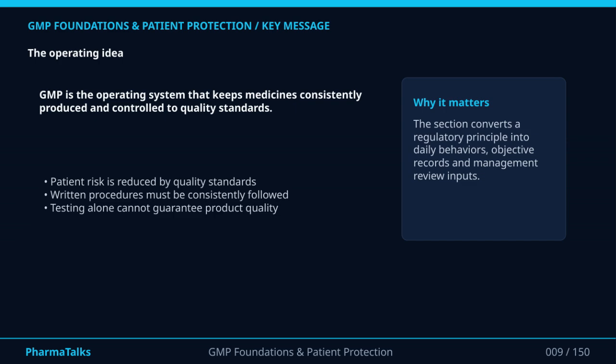Following written procedures exactly as outlined is essential. It's not just about doing the work, but doing it the right way every time. Importantly, testing alone can't guarantee product quality. It's the combination of standardized processes and thorough documentation that protects patients. This section translates regulatory principles into everyday actions, clear objective records, and inputs for management reviews, making sure quality is maintained at every step. Essentially, GMP foundations are about safeguarding patient health through reliable, controlled manufacturing practices.